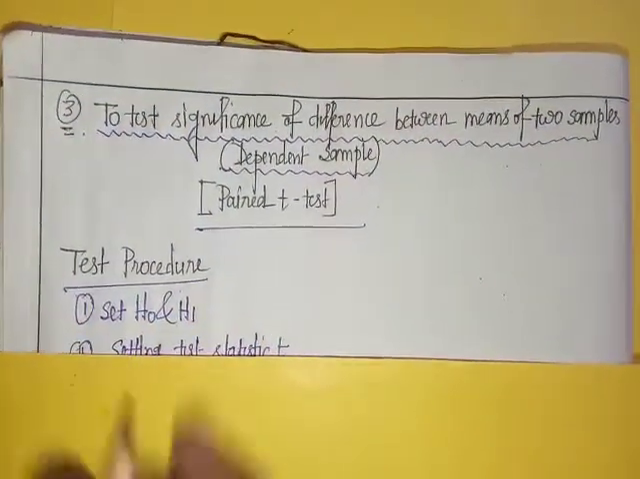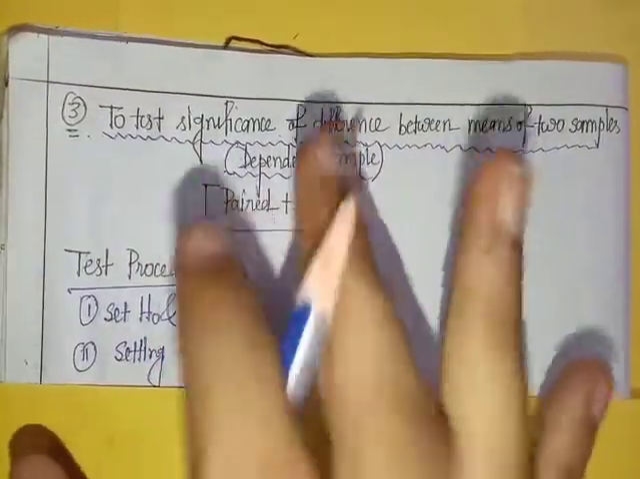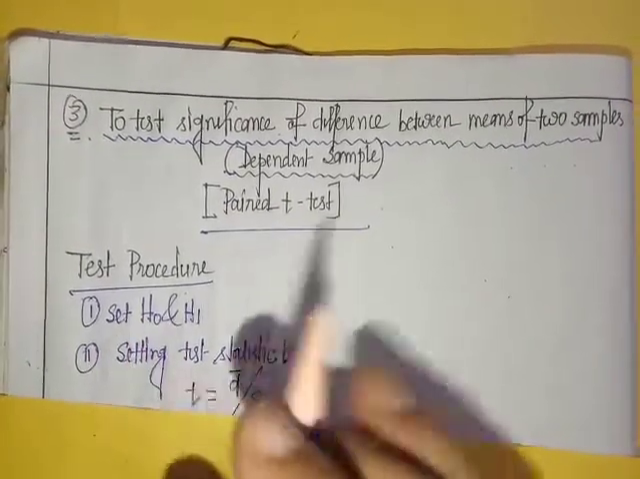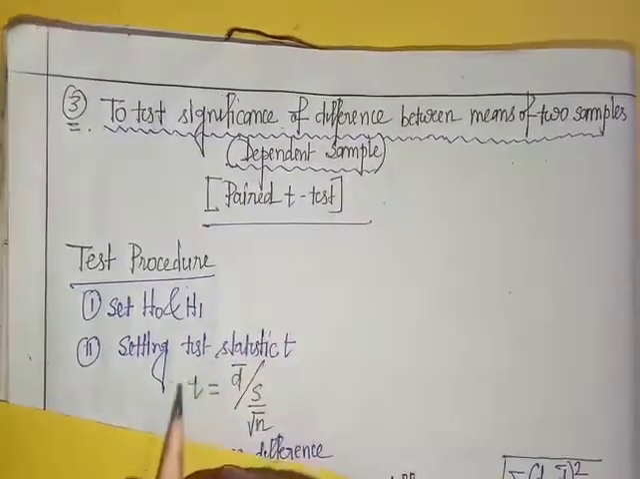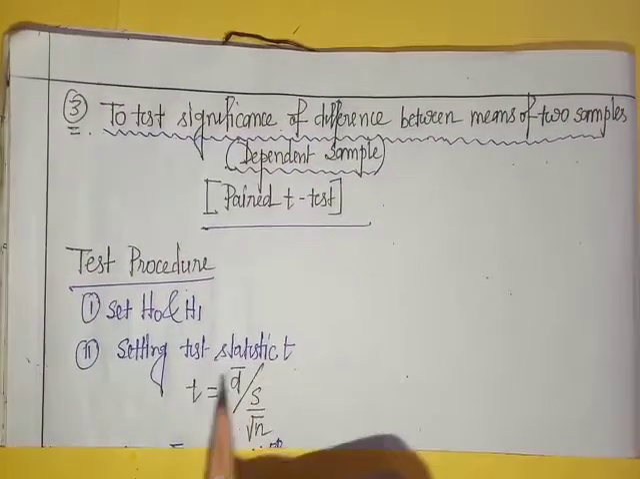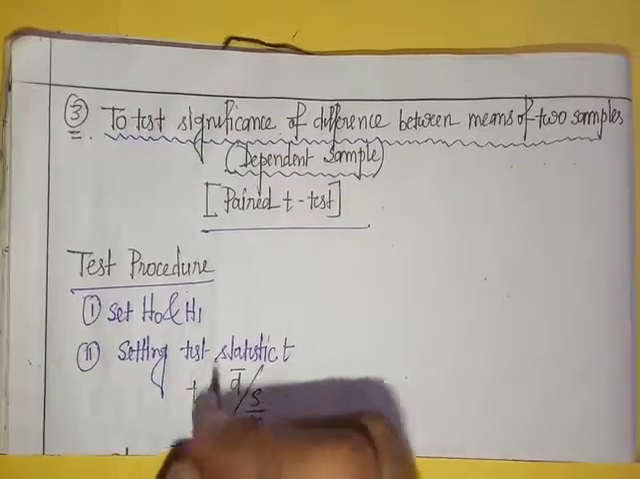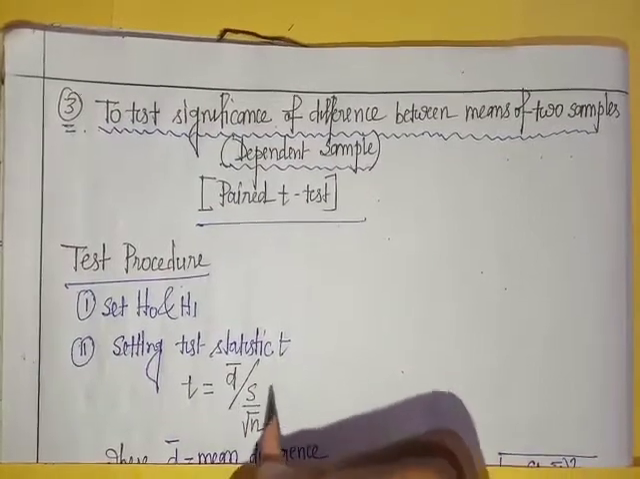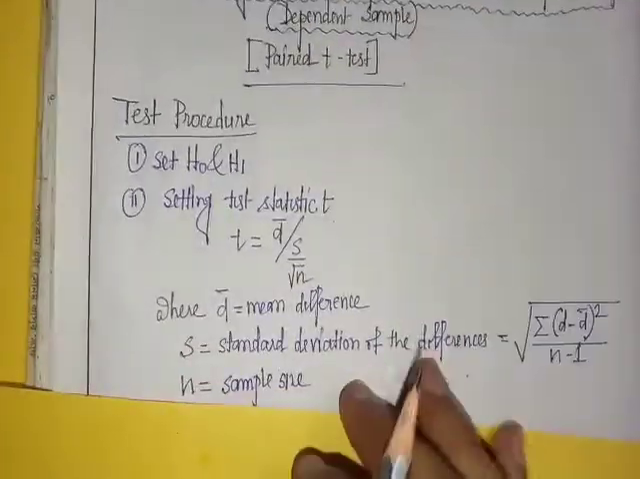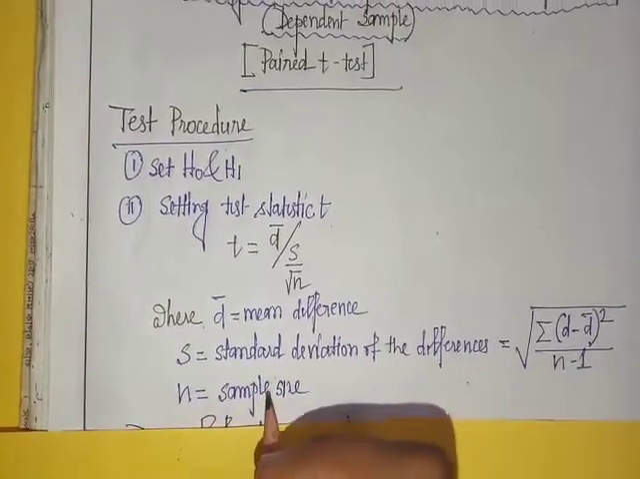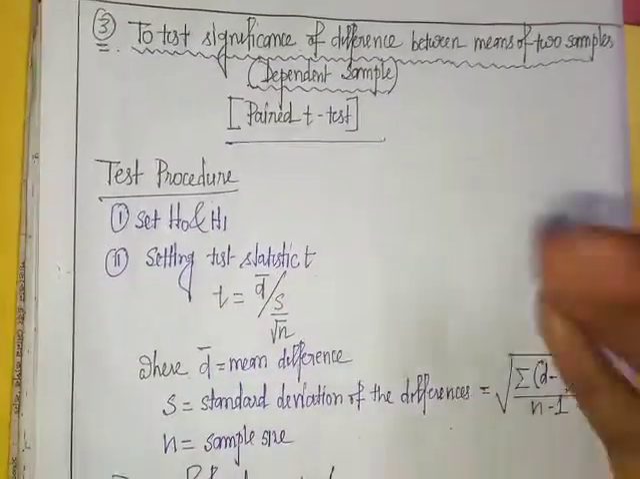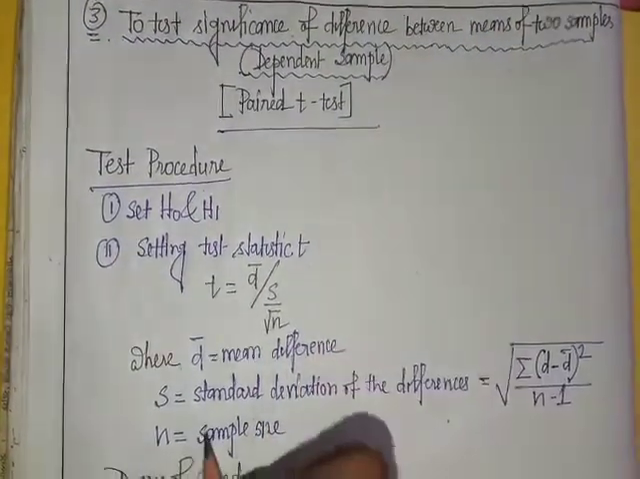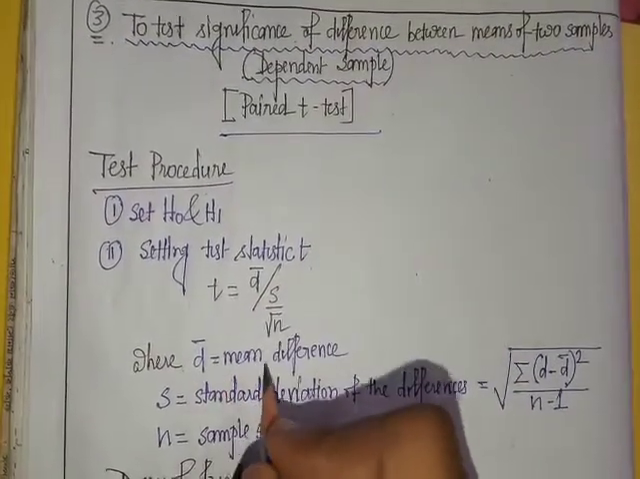Test procedure: same process, similar to the large sample test or Z test. First we set the hypotheses, null hypothesis and alternative hypothesis. Next, the test statistic. In this case the formula of the test statistic is t equal to d bar by s by root over n, where n is the sample size. The sample size of the two dependent samples is the same.